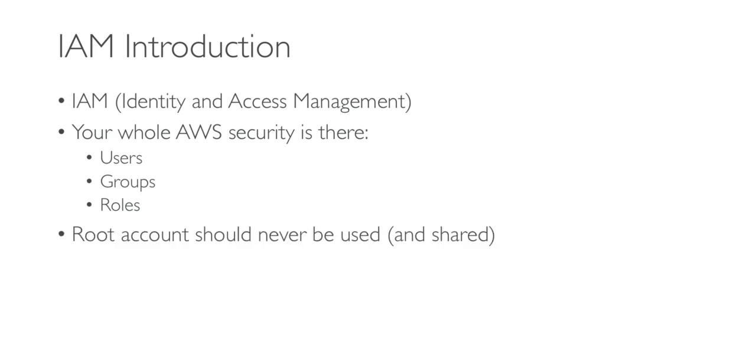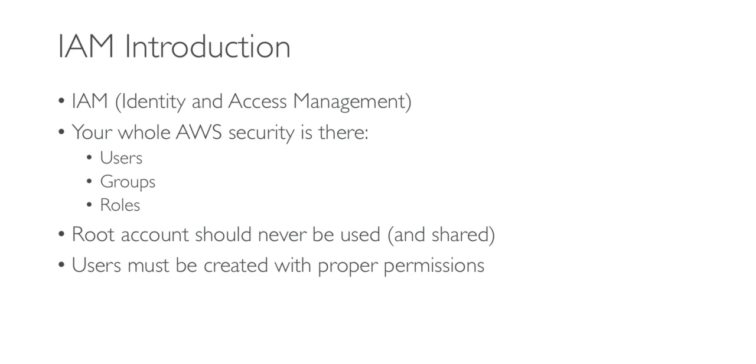Root account is the account with which you create your AWS account. And basically, you should only use it the very first time, and then you should never use it again or even share it with someone, because your root account is the account and the user that has the most power. The users then must be created with proper permissions, and we'll see how to do this in the lab. And IAM is going to be at the center of AWS. So every service in AWS is going to be helped with IAM for security.